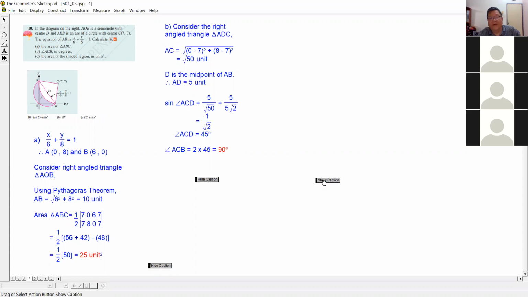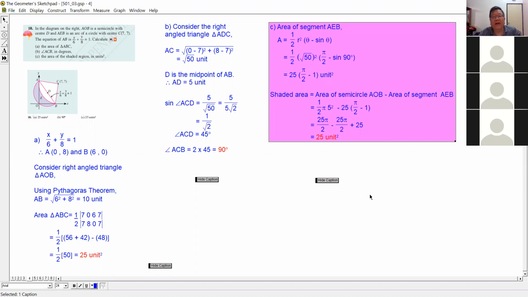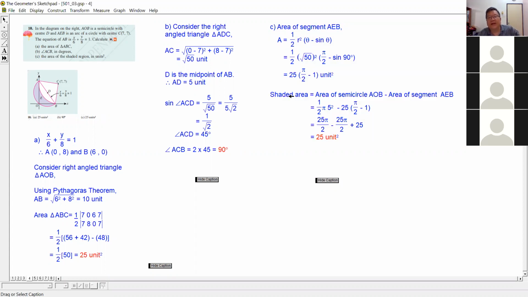Okay. Now for the purple part, how to find? You look at this thing here. Shaded area is the area of semicircle AOB minus segment ABE. Now you look at this semicircle here. So you use the area of this semicircle minus the area of this white color segment, and you will get the shaded area.